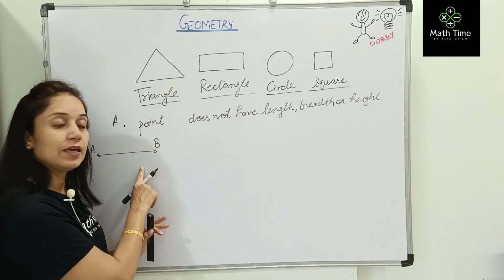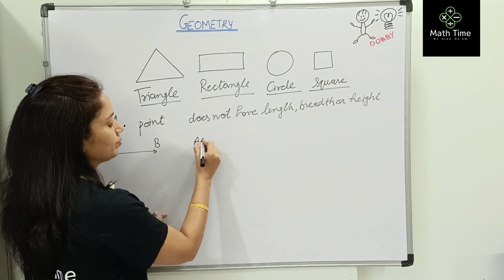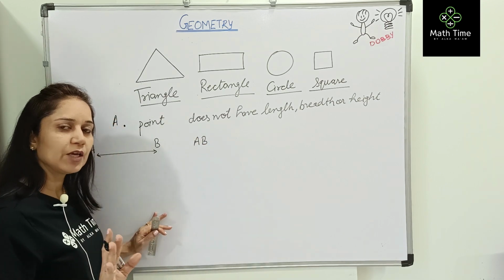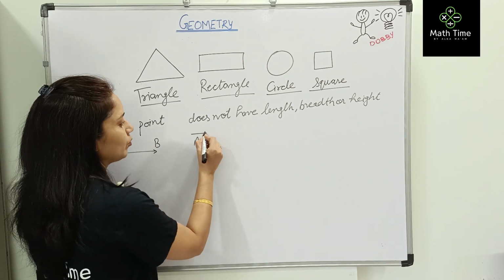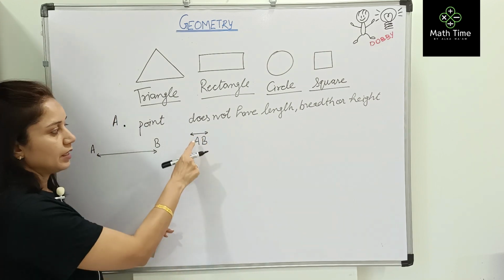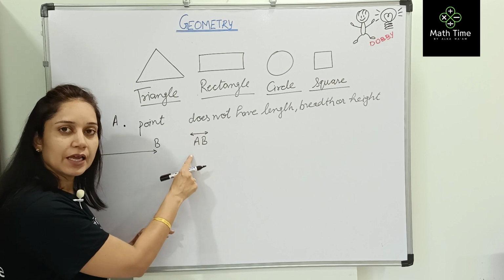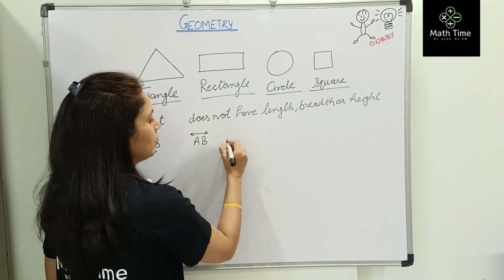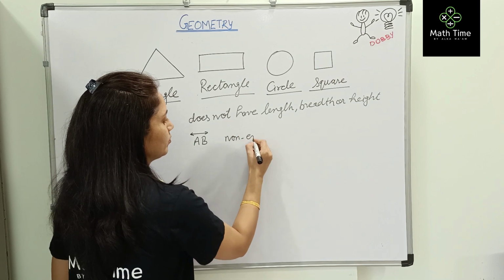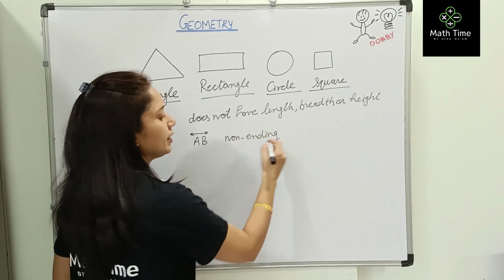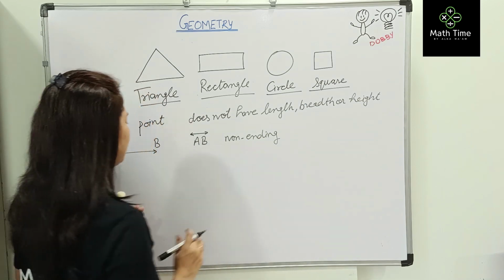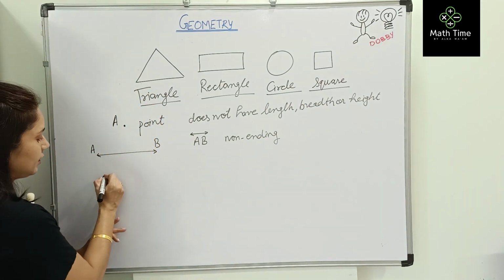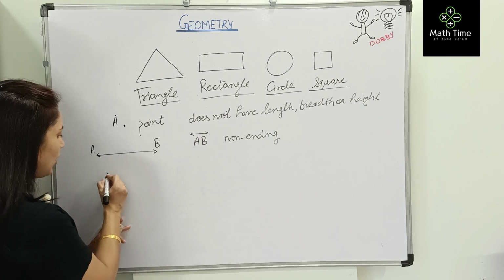So this is a line named AB. When you write just AB, it is not specified that we are talking about a line. So to make it a line, you have to put a symbol on the top. It tells us that AB is a line, okay? Non-ending. It can be extended in both directions as much as we want.